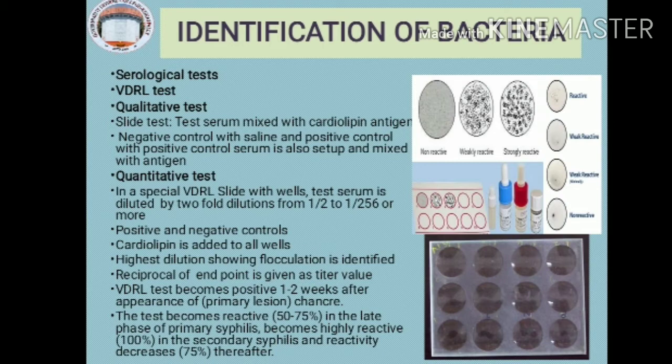If floccules are formed, that indicates a positive test. No floccules, negative test. Antibody titer can be determined by examining the highest dilution showing flocculation. The reciprocal of the highest dilution showing flocculation gives the titer value. The flocculation is read under a low power microscope, 10x.